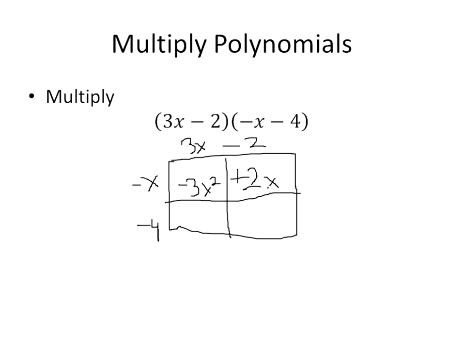So, get the marker here. So this is going to be negative 12x. And then the last box, Alondra, what are we going to get there? 8. Yeah, it's a positive 8 too, isn't it? It's negative times negative. So my final result here is going to be negative 3x squared.